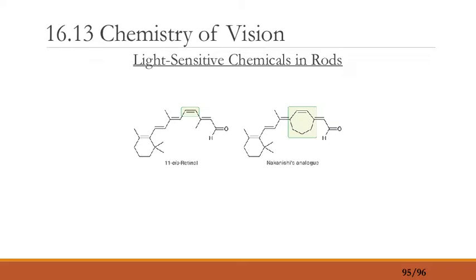This was sort of proven with evidence with Koji Nakanishi's work at Columbia University, where he made this analog of 11-cis retinal that he attached to opsin in rats, and you see that the double bond in Nakanishi's analog is cis only, with a 7-membered ring.